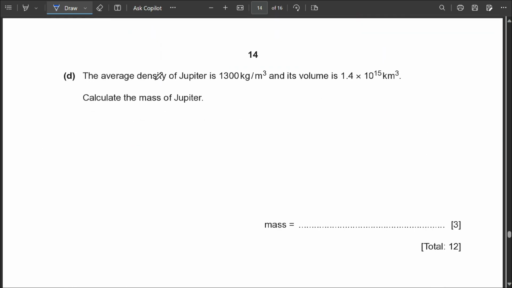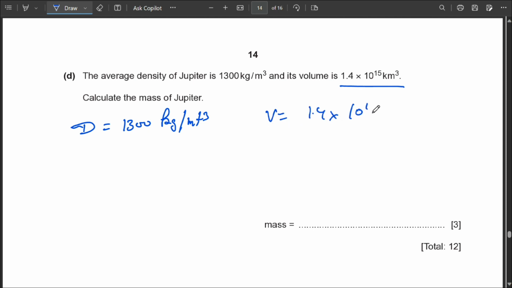Okay, D part. The average density of Jupiter is 1300 kilogram per meter cube, and the volume is 1.4 into 10 to the power 15 kilometer cube. Calculate the mass of Jupiter. See, they have given this in kilometer cube, so this is the tricky part. The density is 1300 kilogram per meter cube, so we have to convert this. The volume is 1.4 into 10 to the power 15. See, 1 kilometer is how much? 1000 meter, and then cube it.